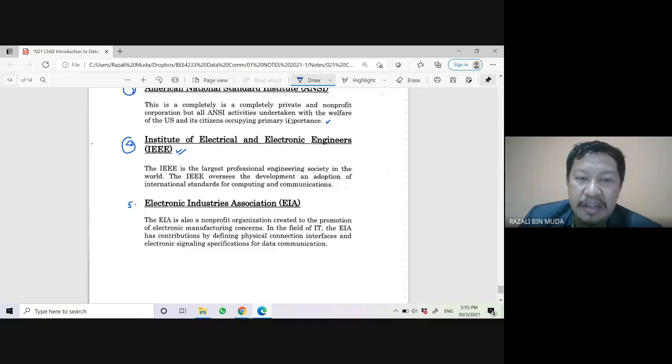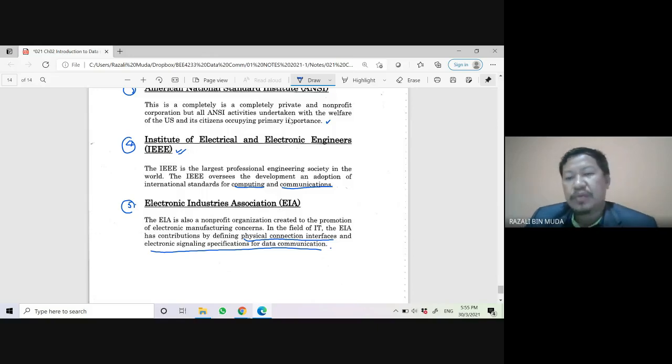The IEEE is the largest professional engineering society in the world. IEEE oversees the development and adoption of international standards for computing and communications. And number 5 is Electronic Industries Association. The EIA is also a non-profit organization related to the promotion of electronic manufacturing concerns. In the field of IT, the EIA has contributed by defining physical connection interfaces and electronic signaling specifications for data communication.